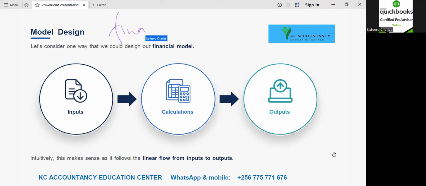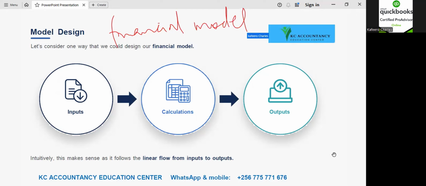It's quite useful to think about the financial model as the end goal in this exercise. In other words, when we are looking at the financial model itself, look at it in the sense that it is the end product or the end objective of this whole exercise of understanding the business.